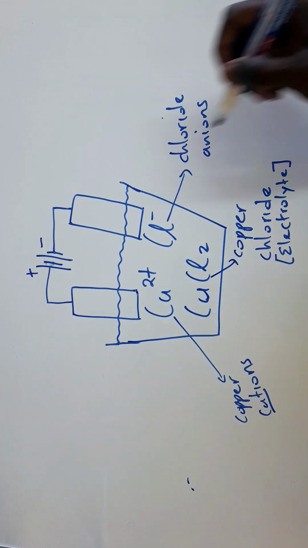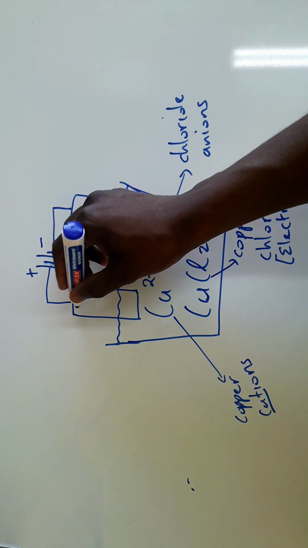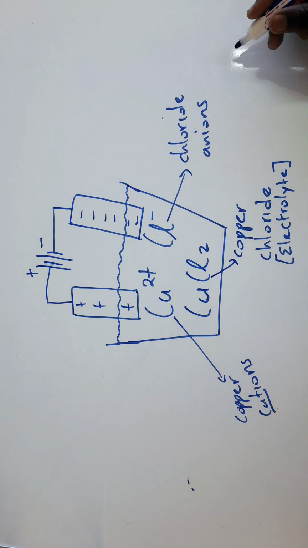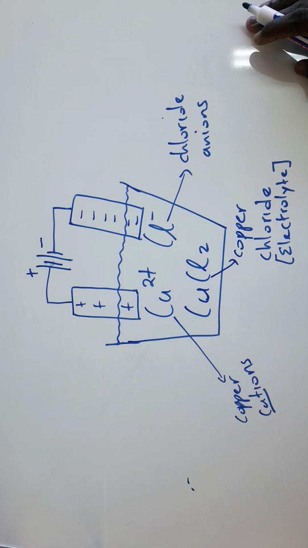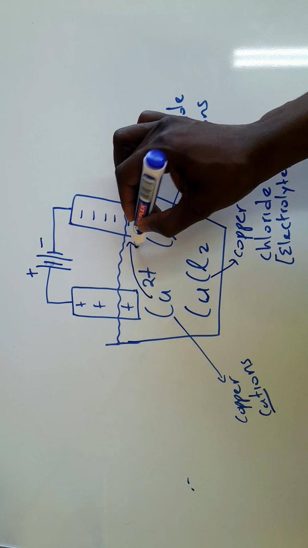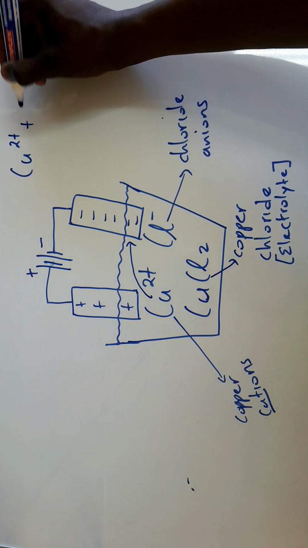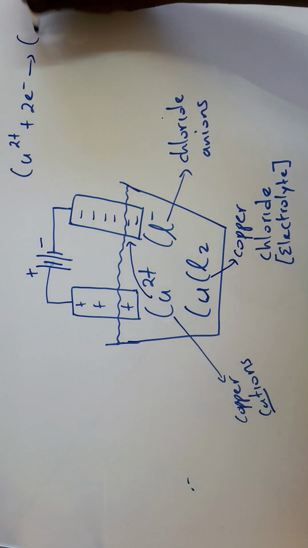So now our battery will have a negative terminal and a positive terminal. The graphite connected to the negative terminal will be negatively charged. The graphite connected to the positive terminal will be positively charged. Now, what is going to happen then? Copper cations, which are positive, are going to start to move to the negative electrode. When they get there, our copper cations are going to gain 2 electrons and become copper.